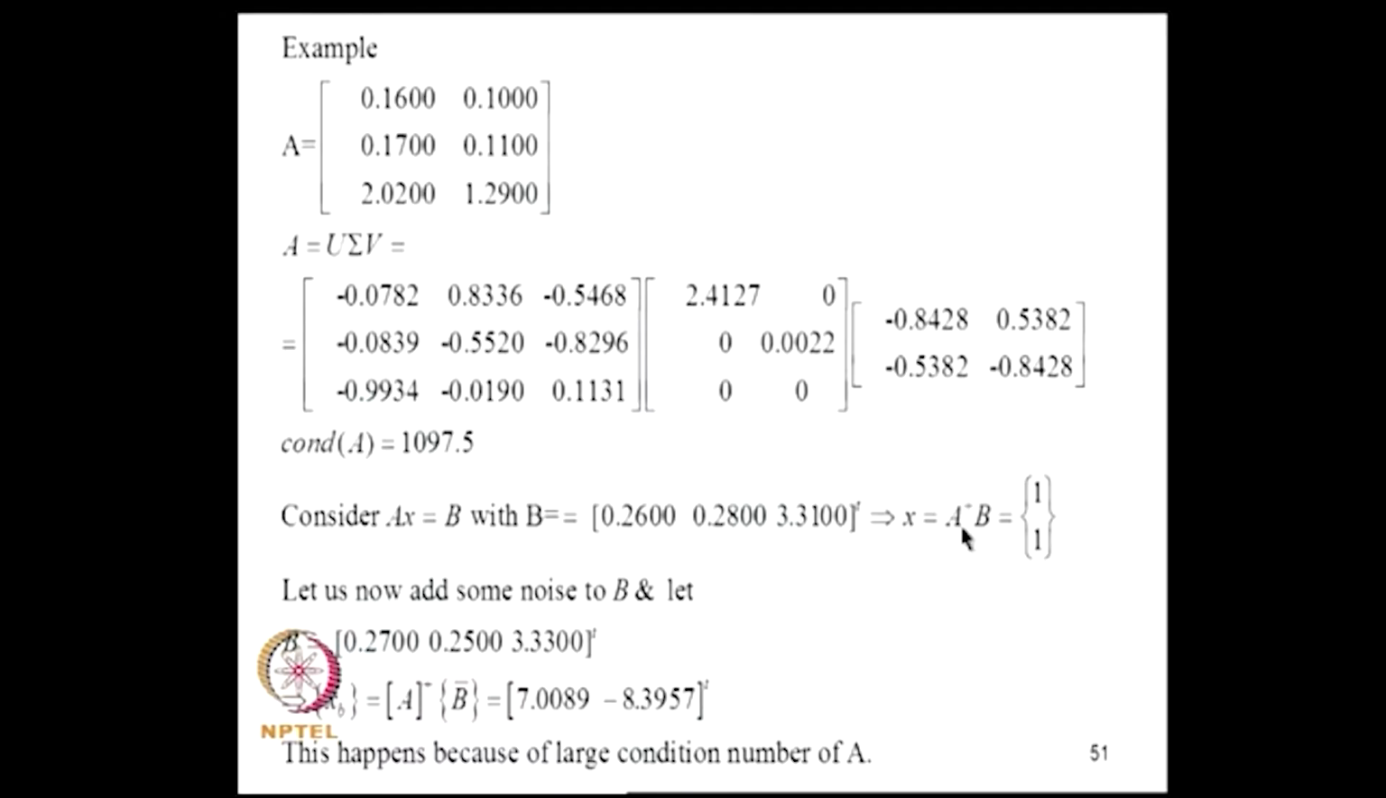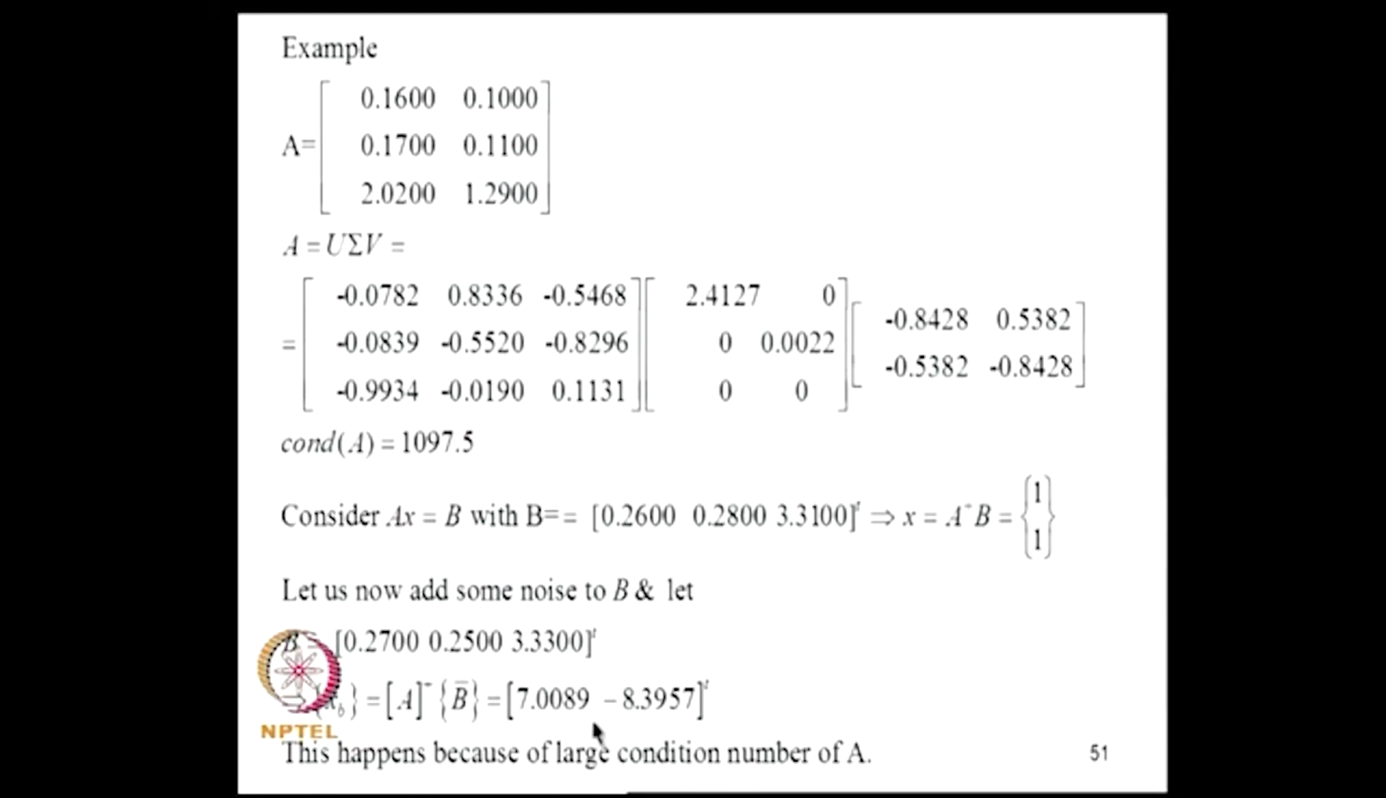Now, let us consider adding a slight noise to B. B is 0.26, 0.28, 3.3; I will make it 0.27, 0.25 and 3.33. This is quite conceivable. In experimental work, such type of noise is quite possible. Now, if you find x using the same formulation, the true answer is 1 1, but it becomes 7 and minus 8.